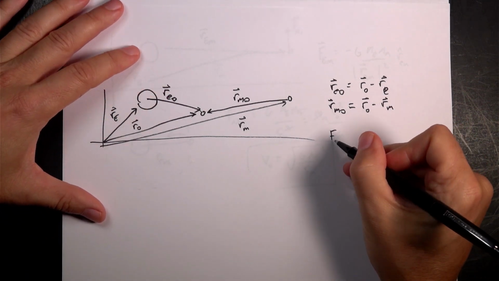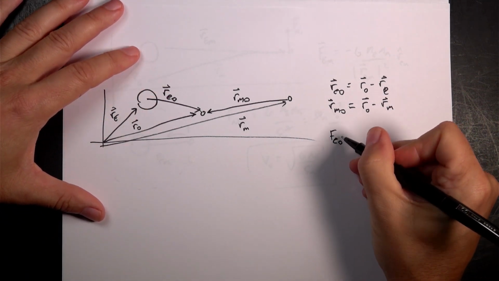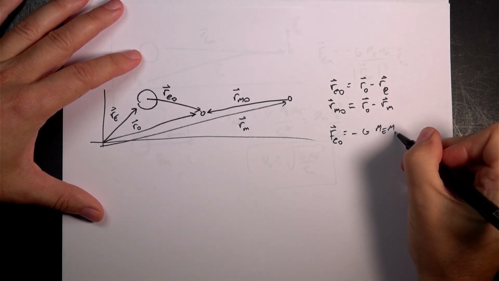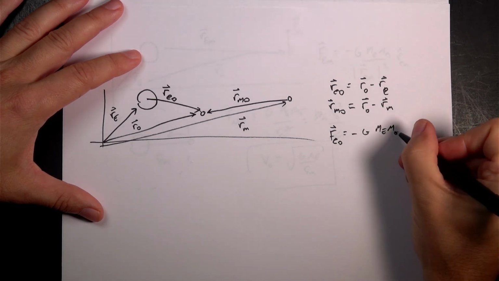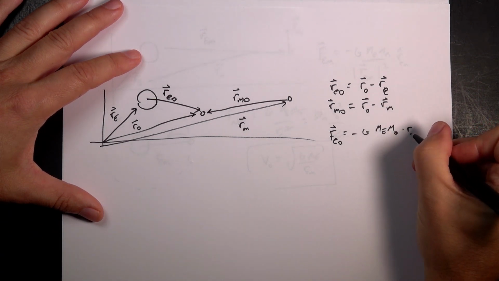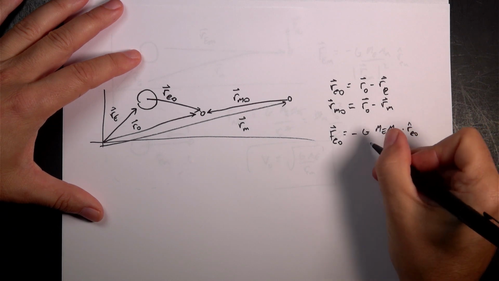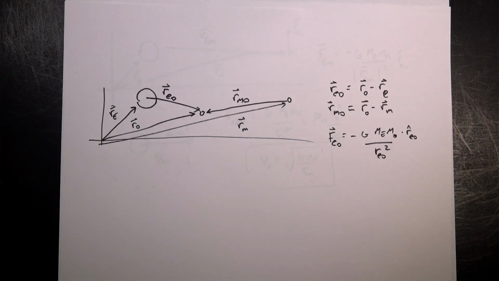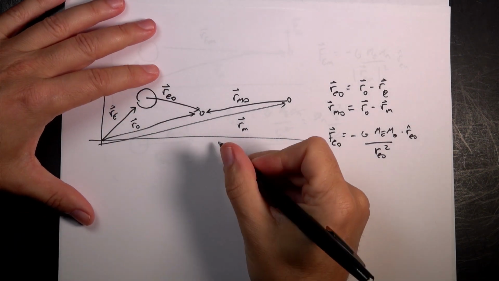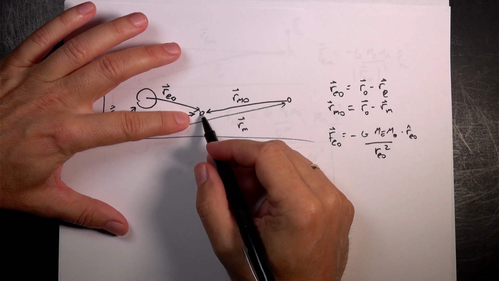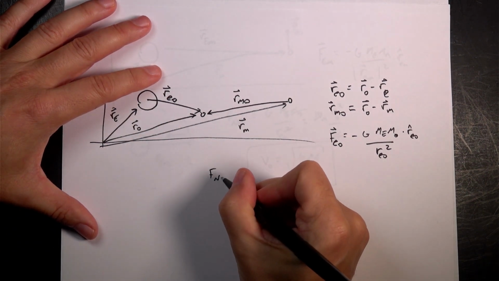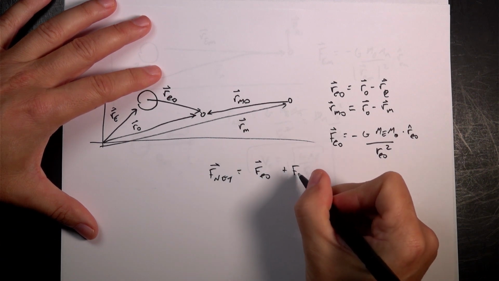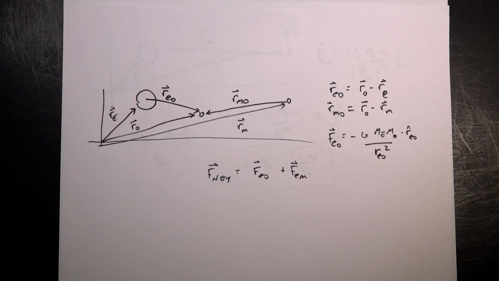So I can say the force of the Earth on Orion, FEO, is going to be negative G, mass of the Earth, mass of Orion. I'll have to pick that. REO hat over REO squared. And then the same thing for the moon. So then when I do the motion of Orion, I'm going to say F net is FEO plus FEM. Right? I have to have two forces on it.